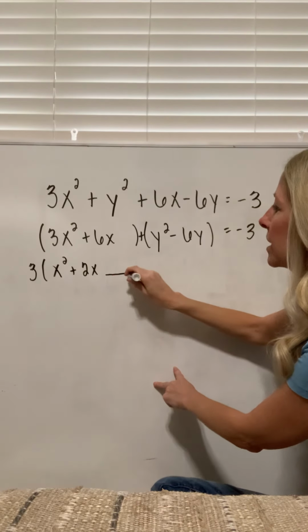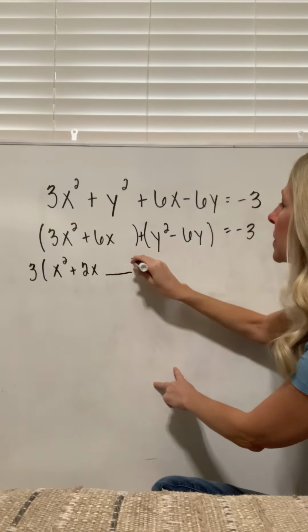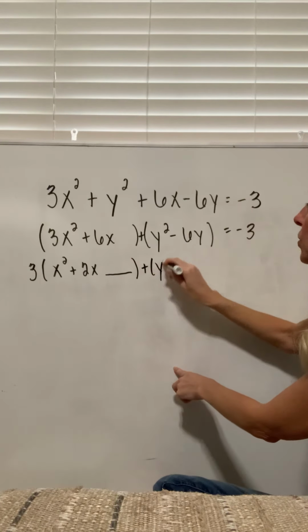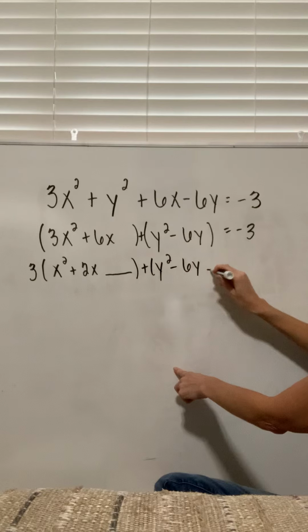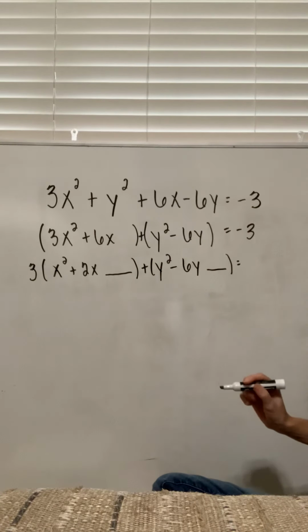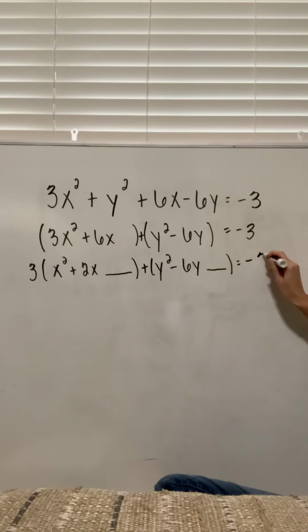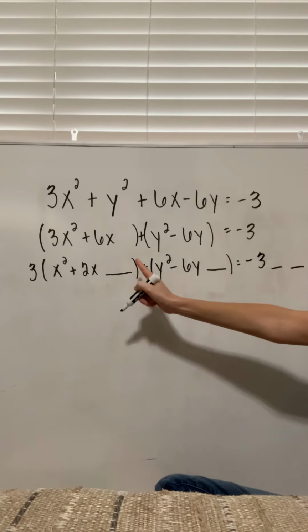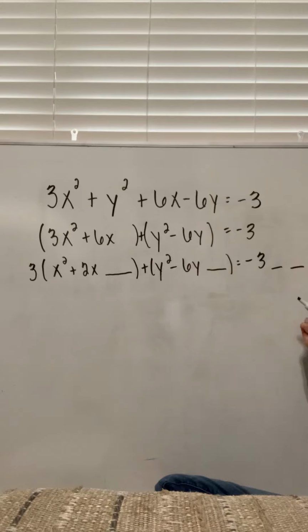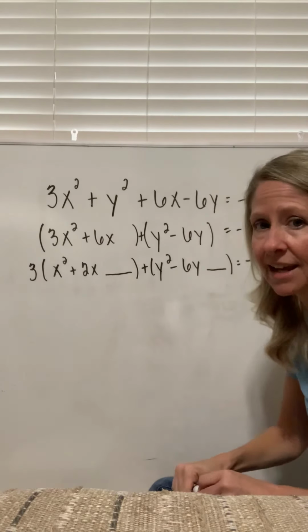We're going to leave a blank because that's where we're going to complete the square. And then we have plus y squared minus 6y. We're going to leave a blank. And then over here where you have equals -3, we're going to put 2 blanks. And that's because if we're going to add something on the left side, we have to also add that on the right side to keep the equation the same.